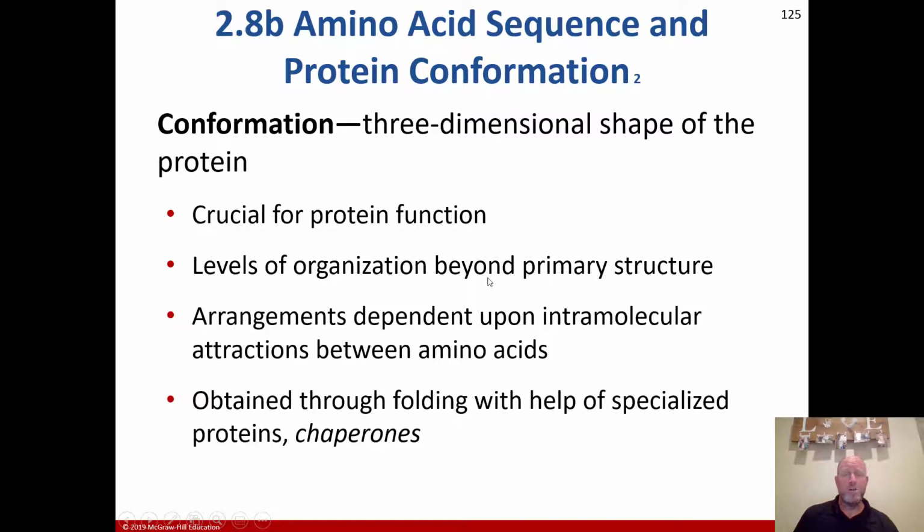Levels of organization beyond the primary structure, basically in describing the conformation. Arrangements that are dependent upon the intramolecular interactions between amino acids, and they're obtained through folding with the help of specialized proteins, chaperones.